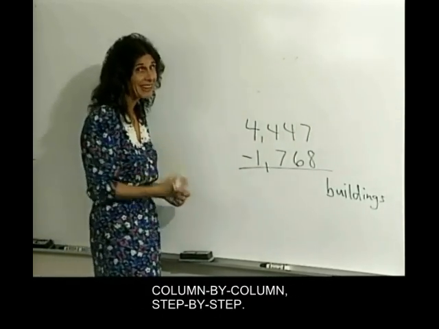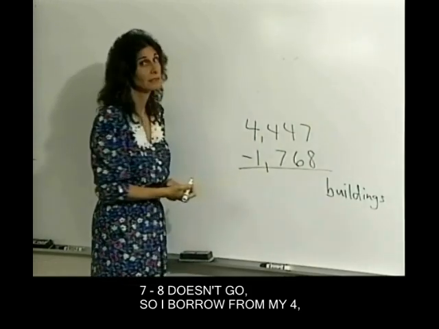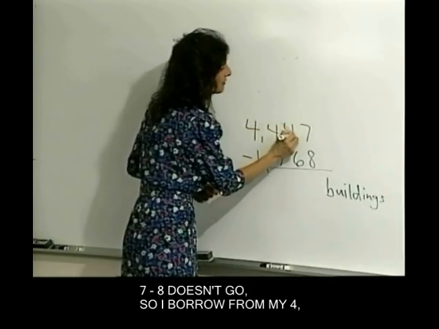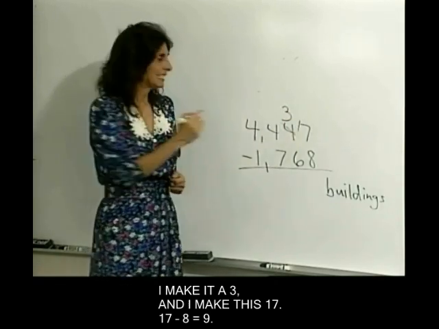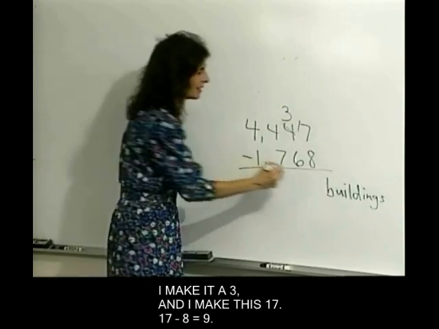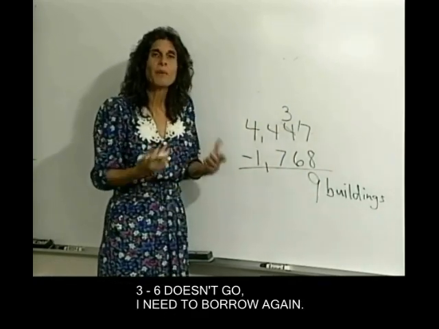Subtract. Column by column, step by step. 7 minus 8 doesn't go. So I borrow from my 4, I make it a 3, and I make this 17. 17 minus 8 is 9. 3 minus 6 doesn't go. I need to borrow again.